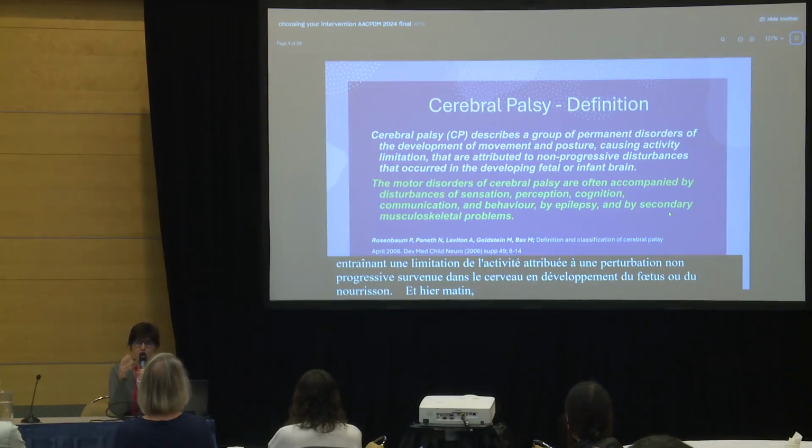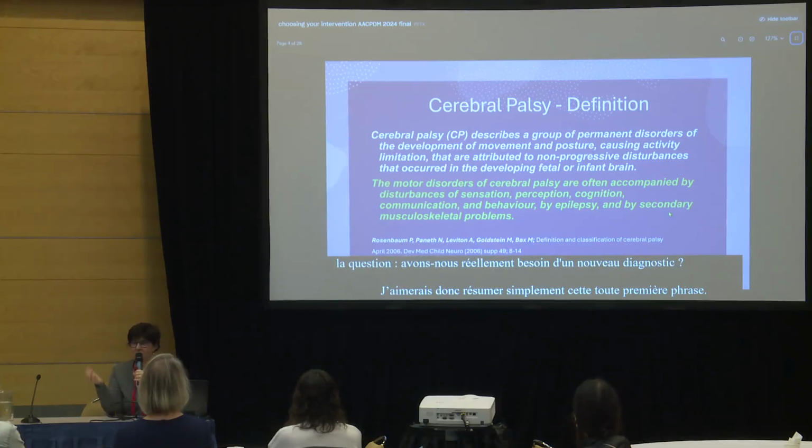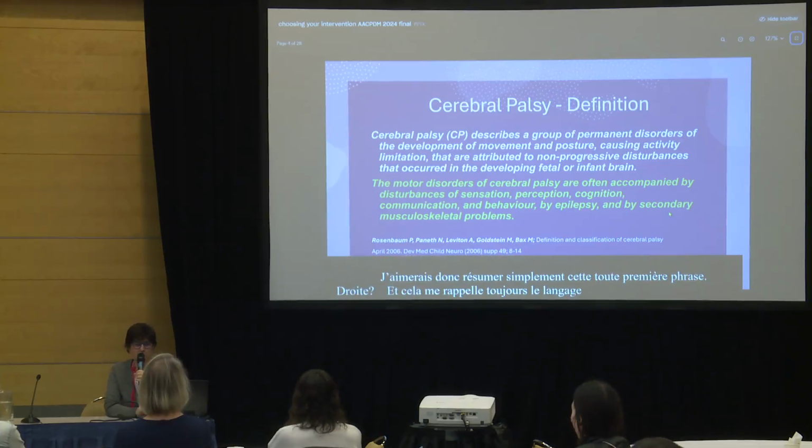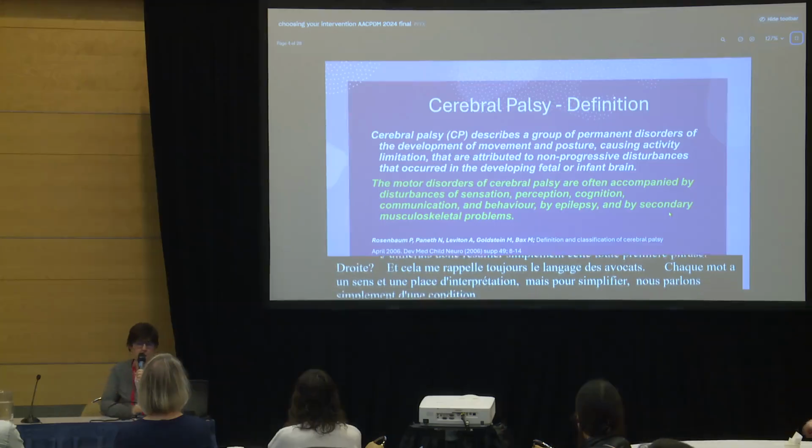So I like to just summarize this very first sentence, and it reminds me always the language of lawyers, right? Every word has a meaning and has a place of interpretation. But to simplify it, we're talking here about a group of conditions where something went wrong in the developing brain, so it's brain-based here, but it affects the body.